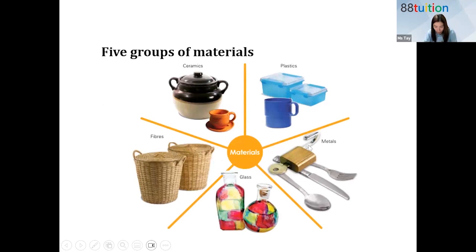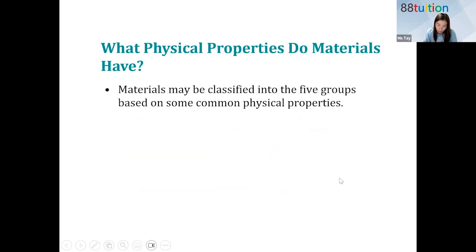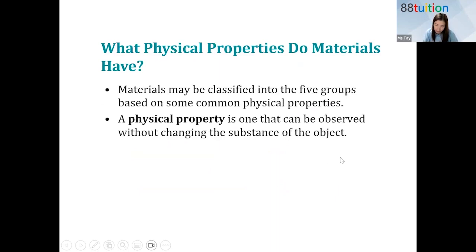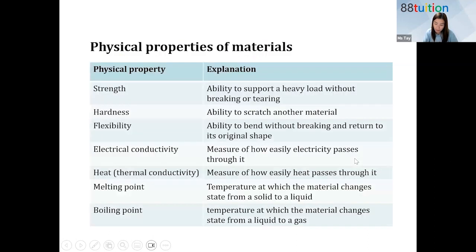If you look at each of them, they have their own characteristics. So what are the physical properties? Physical properties means we can observe without changing the substance of the object. If we talk about physical properties like strength, what does it mean by strength? You need to know the definition. It's the ability to support a heavy load without breaking or tearing. It can be asked during the exam. If you're asked to define hardness, then it's the ability to scratch another material.